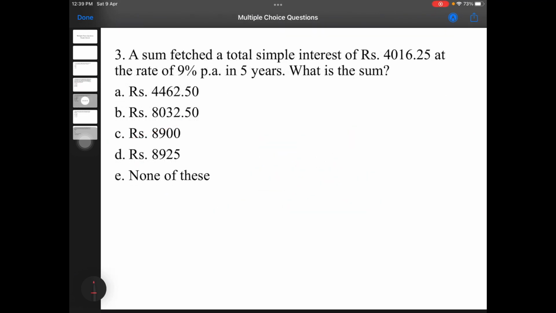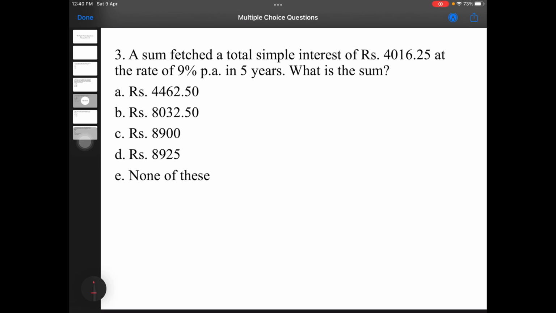Question number 3. A sum fetches a total simple interest of rupees 4016.25 at the rate of 9% per annum in 5 years. What is the sum, or what is the principal amount? Option A, rupees 4,462.5. Option B, 8,032.5. Option C, 8,900. Option D, 8,925. Option E, none of the above.